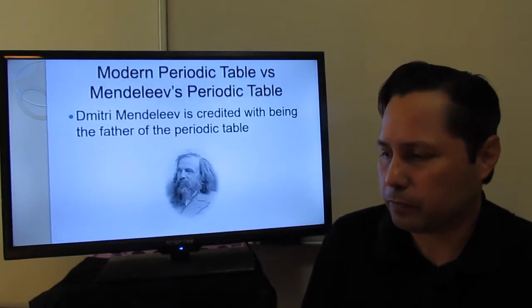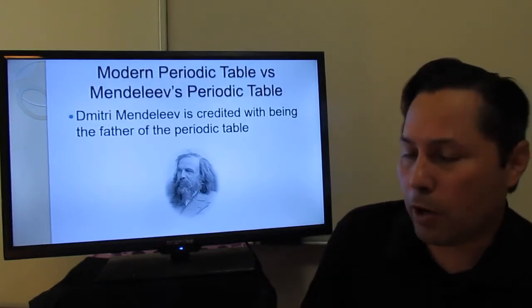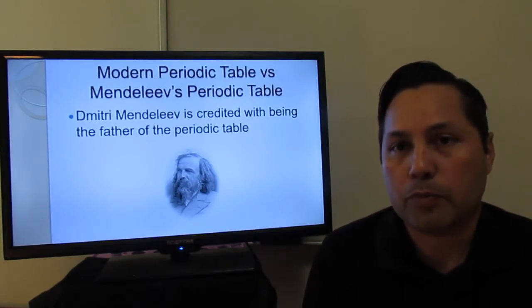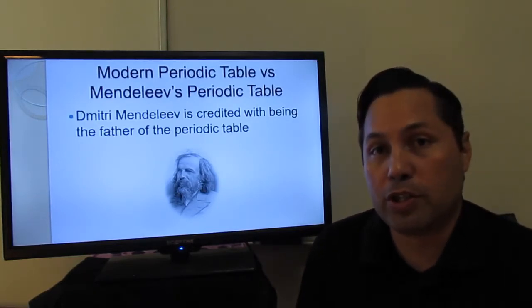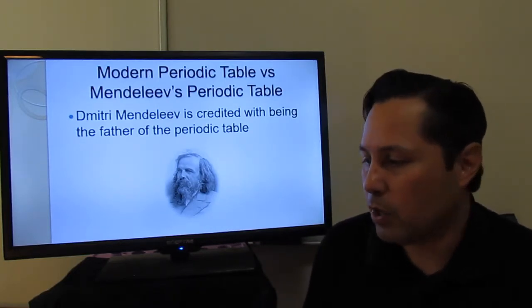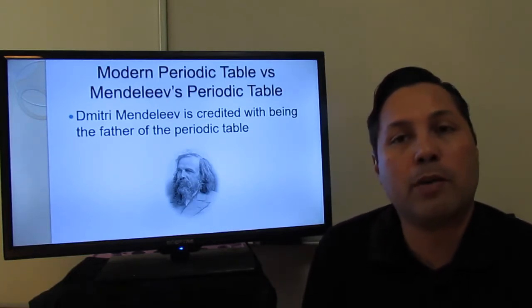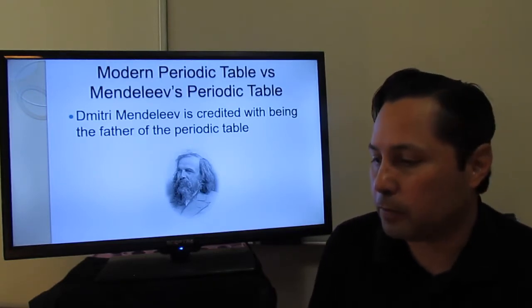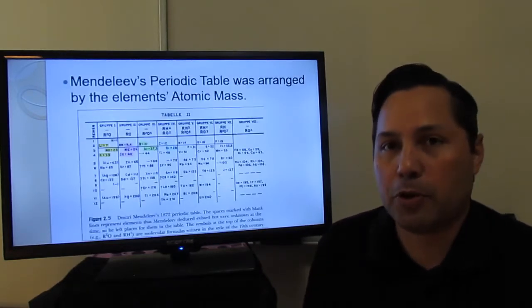Let's get started. We're going to begin with the modern periodic table that we use today versus Mendeleev's periodic table. Dmitri Mendeleev was a Russian scientist who first put the elements together into the periodic table. He is known as the father of the periodic table. Element number 101, Mendelevium, is named in his honor. Now this is his periodic table.